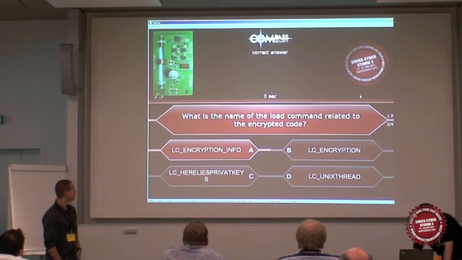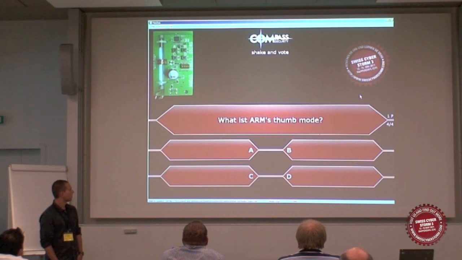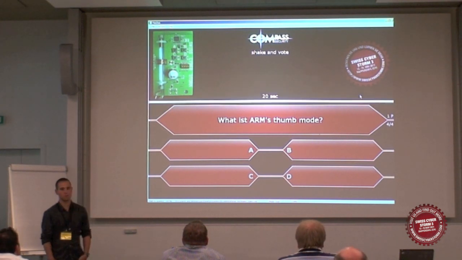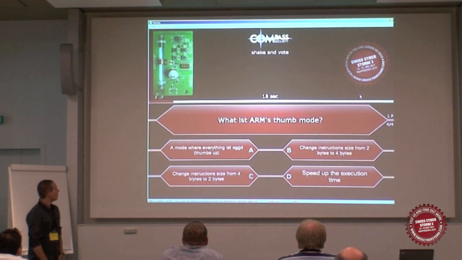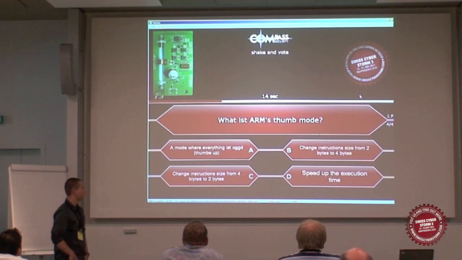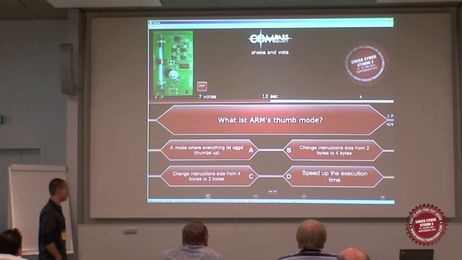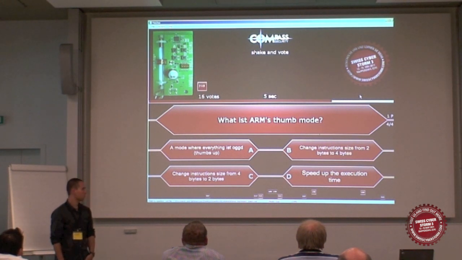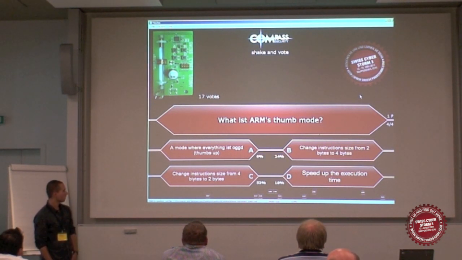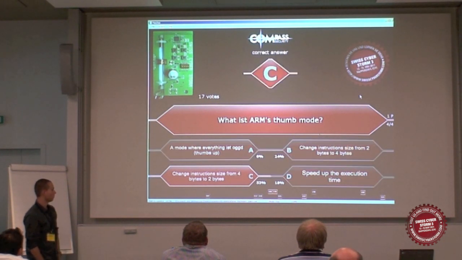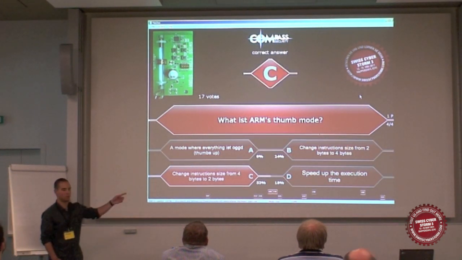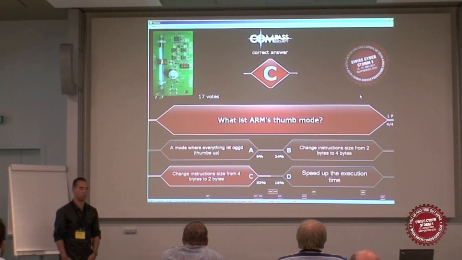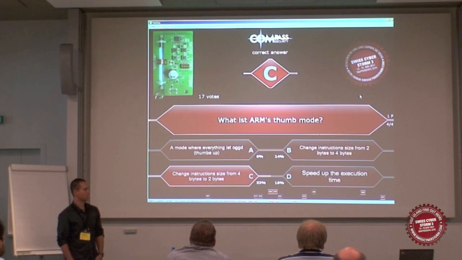The last one. What is the Thumb mode? A mode where everything is good? Turns out no. Does it change the instruction size from 2 bytes to 4 bytes, or from 4 bytes to 2 bytes, or speed up the execution time? So yes, it changes the instruction size from 4 bytes to 2 bytes. But actually it's also speeding up the execution time. Thank you very much.